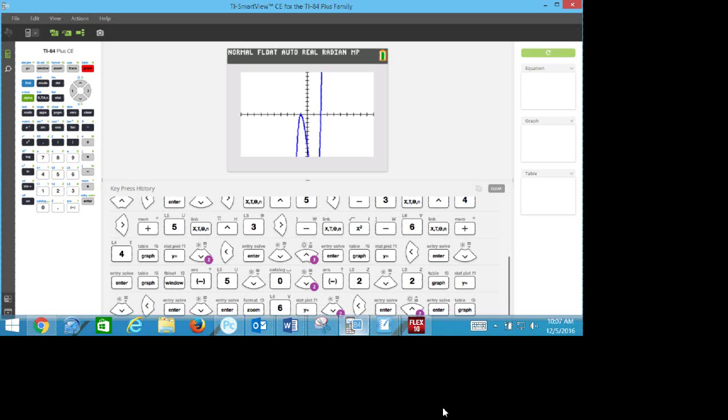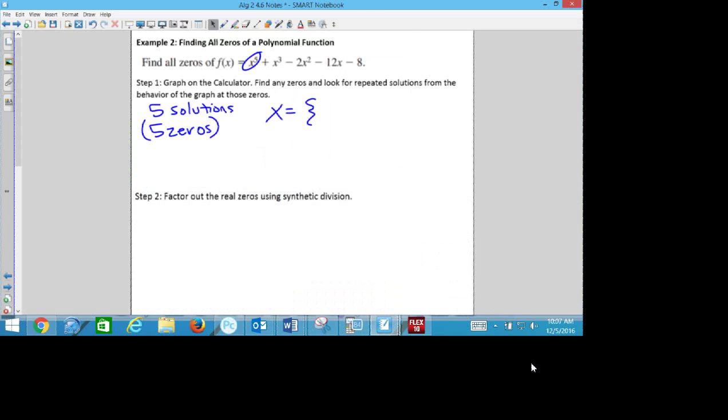Anyway, so if it hits at -1 and it has a parabola, there's actually 2 solutions there. How many solutions are at +2? Just 1 because it passes through. So we have 3 solutions so far. We are missing 2. Let me write down the ones that we know for sure. We should have -1, -1, and +2. But we are missing 2.